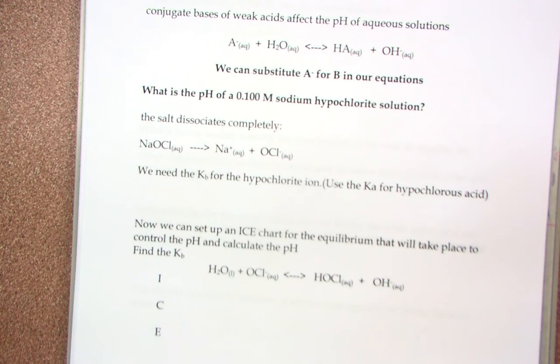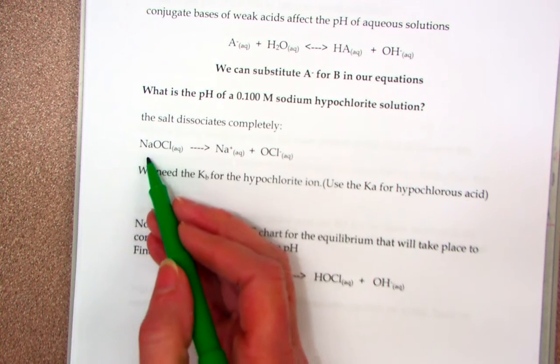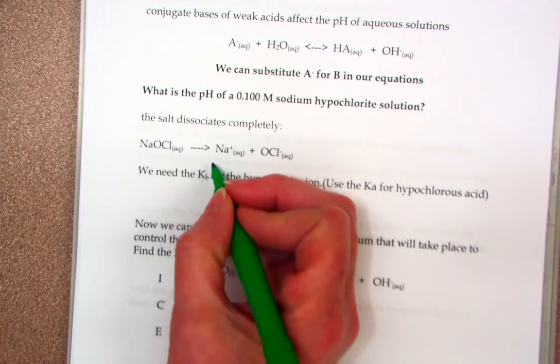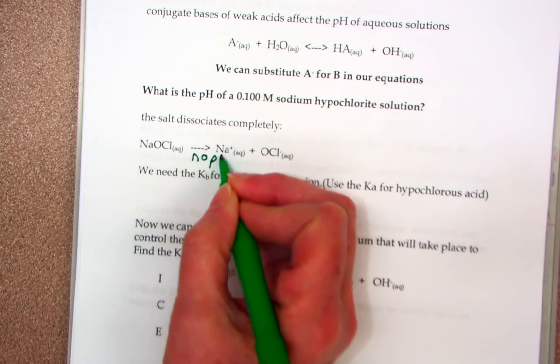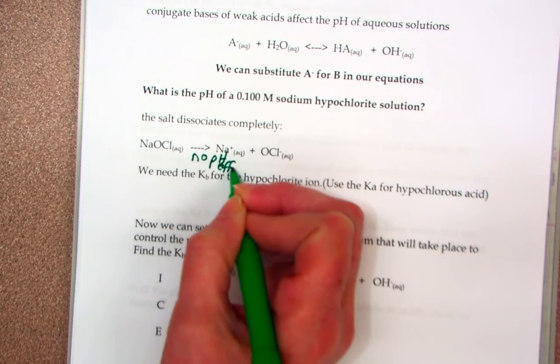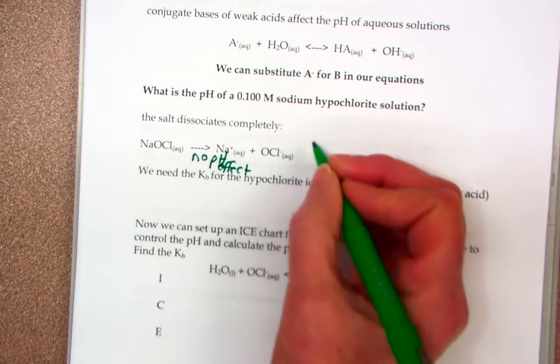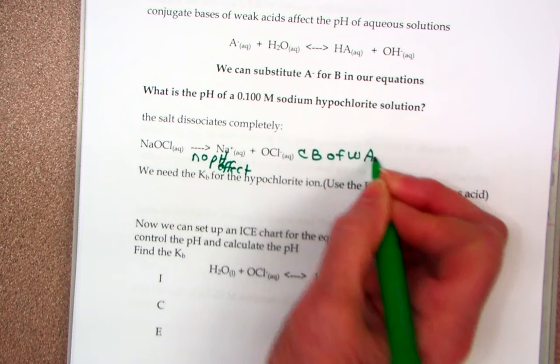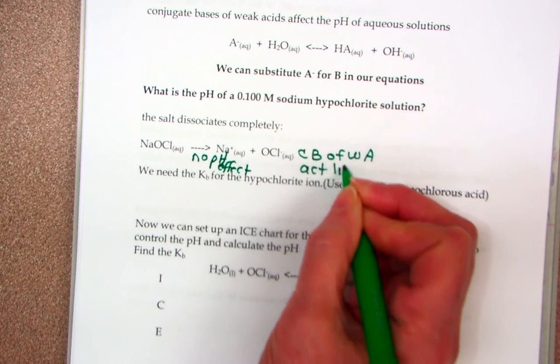What's the pH of 0.1 molar sodium hypochlorite solution? Well, sodium hypochlorite has a sodium ion. That's an alkali metal, so it is very soluble. The salt breaks apart completely and makes a sodium ion, which has no pH effect because it's an alkali metal, and a hypochlorite ion, which is the conjugate base of a weak acid, so it will act like a base.